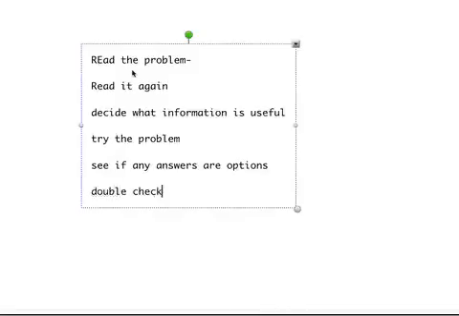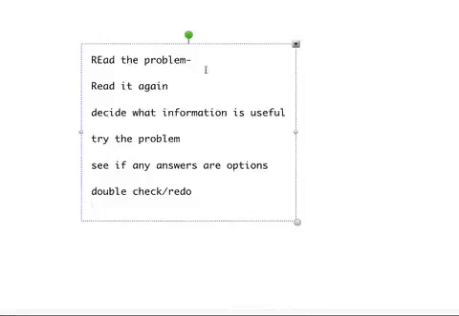Double check, redo. So if you read the problem, read it again. Decide what information in the problem is useful. Attempt or try the problem. See if there are any answers that are options available, especially if it's on a test. And then double check or redo your problem. If you follow these steps, you'll be successful and you'll be able to understand and do story problems and real world problems completely.